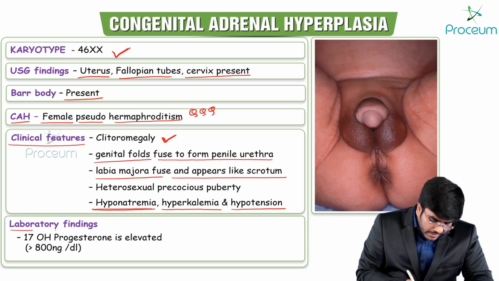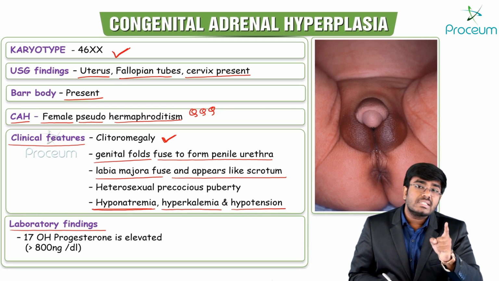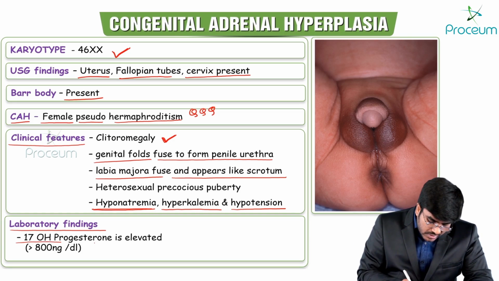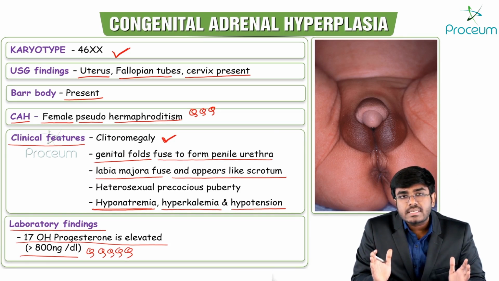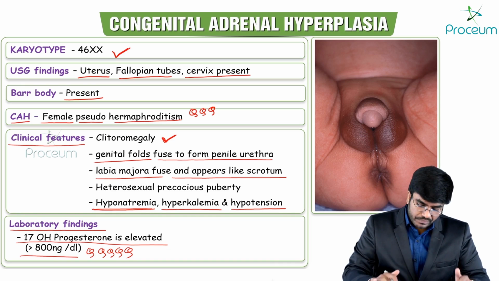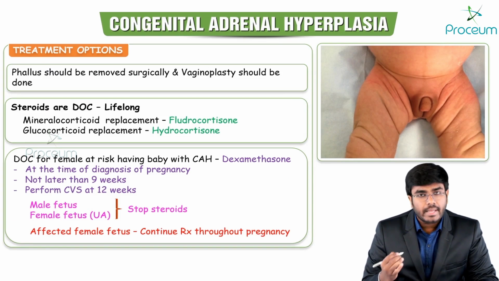Now, what about the laboratory findings, guys? If it is congenital adrenal hyperplasia and you do the screening test for 17-hydroxyprogesterone levels, the 17-hydroxyprogesterone levels are elevated to more than 800 nanograms per deciliter. The diagnosis is established that this is congenital adrenal hyperplasia. Now, let's discuss the treatment options for congenital adrenal hyperplasia.